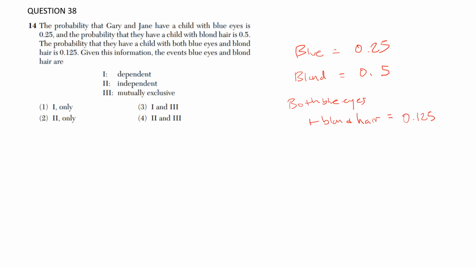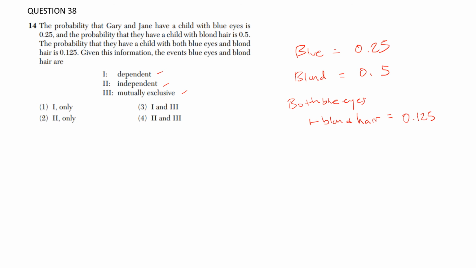All right. The probability that Gary and Jane have a child with blue eyes is 0.25. So let's just start writing stuff on the side here. 0.25. Blonde hair is 0.5. And child with both blue eyes and blonde hair, okay, is 0.125. Given this information, the events blue eyes and blonde hair are dependent, independent, or mutually exclusive.